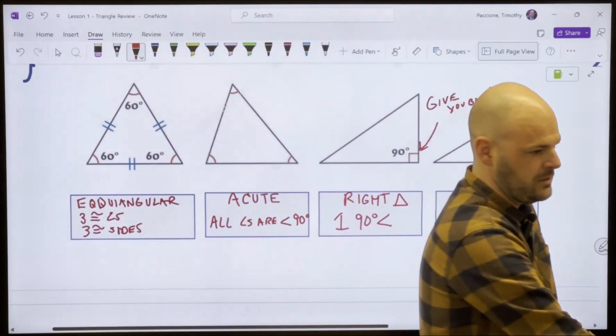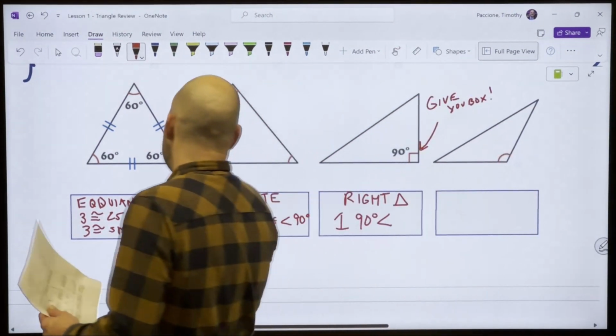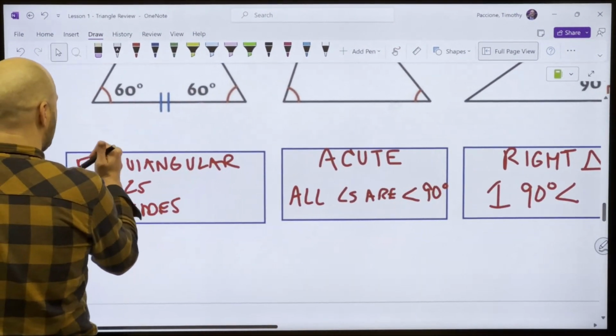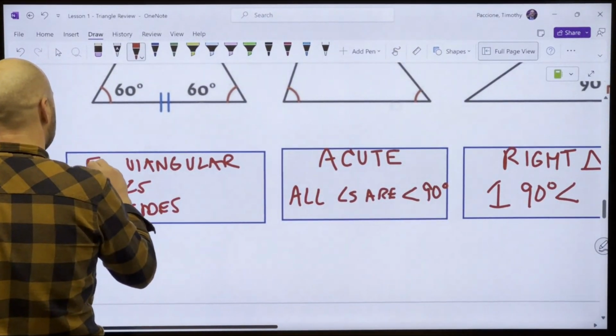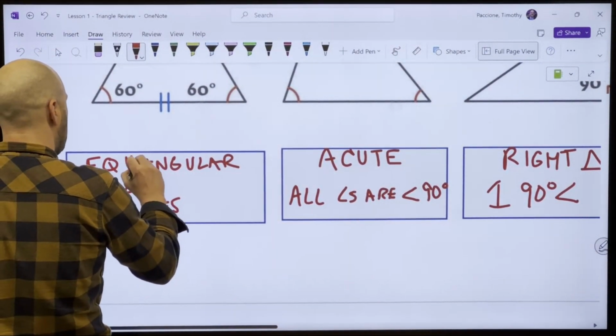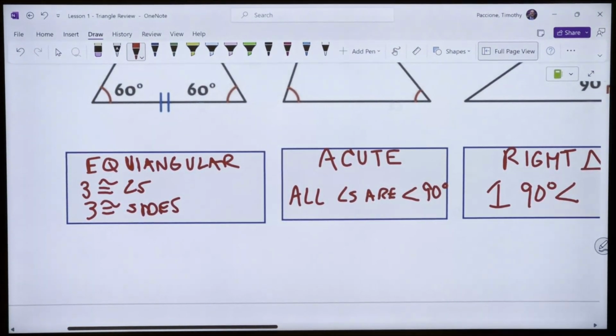Question, Kayla? What's the spelling for the first name? Oh, man, I put 2 Q's. Thank you. It's equiangular. And I put 2 Q's. Question in the back.